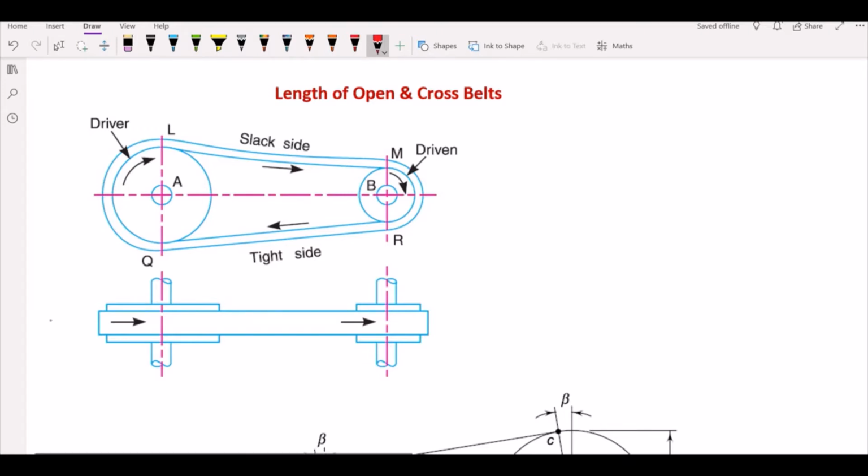This is the figure which I have shown you over here. This is your driving member and this is your driven member. The driving member is attached to one shaft, and the driven member is attached to the other shaft. Input power is given from the motor or something similar to the input shaft over here.